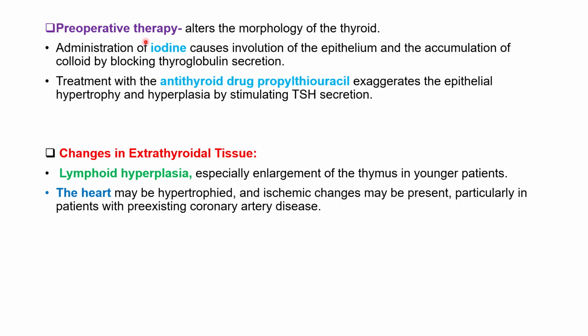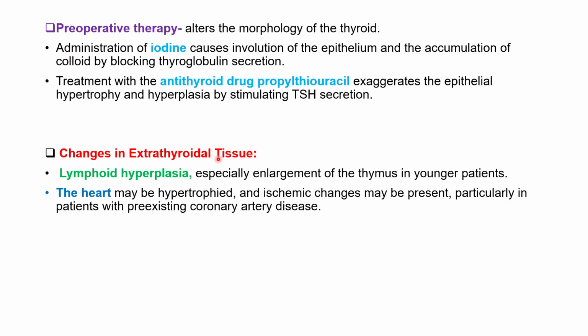If a patient receives preoperative therapy, it will alter the morphology of the thyroid. Administration of iodine will cause involution of epithelium and accumulation of colloid by blocking thyroglobulin secretion. Treatment with the anti-thyroid drug propylthiouracil will exaggerate the epithelial hypertrophy and hyperplasia by stimulating TSH secretion.